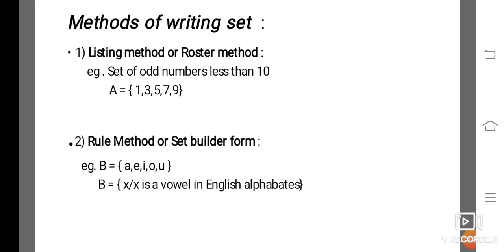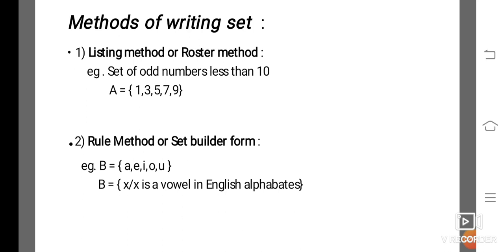Now there are two methods of writing any set. First is listing method or roster method. For example, set of odd numbers less than 10. To write any set by listing method, first we have to denote that set by a capital letter equals to. We use curly brackets and now we have to write all the elements. Odd numbers means 1, 3, 5, 7, 9 because they are less than 10.